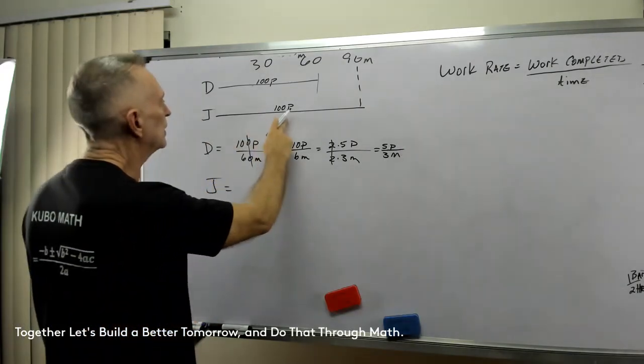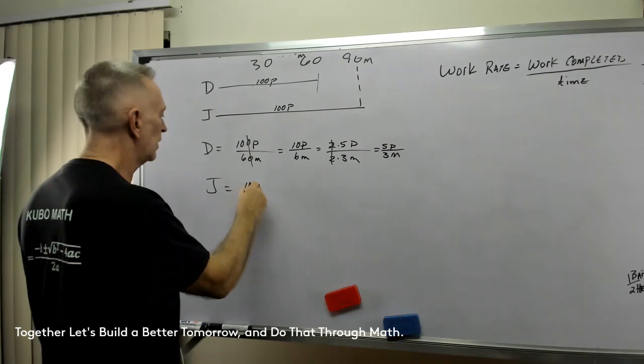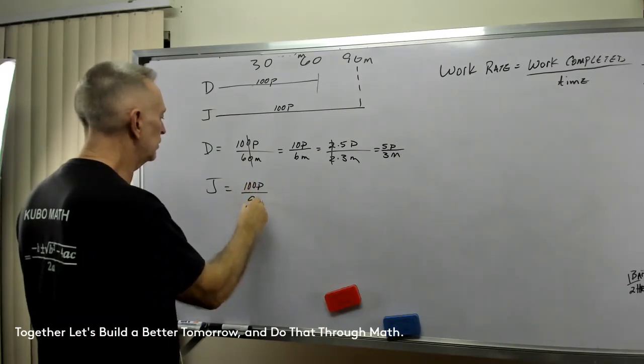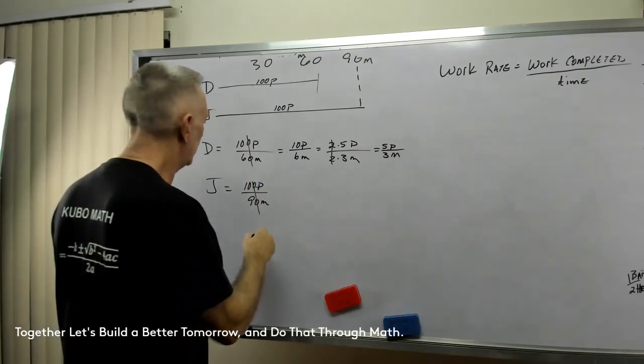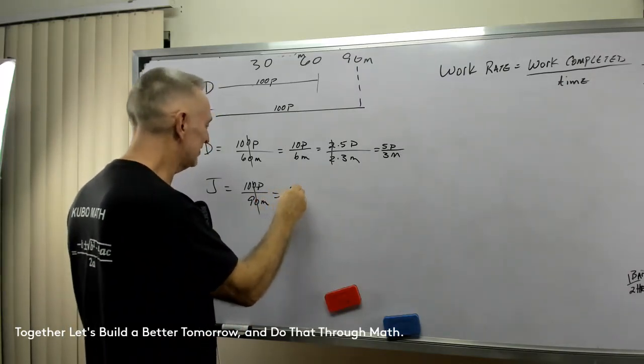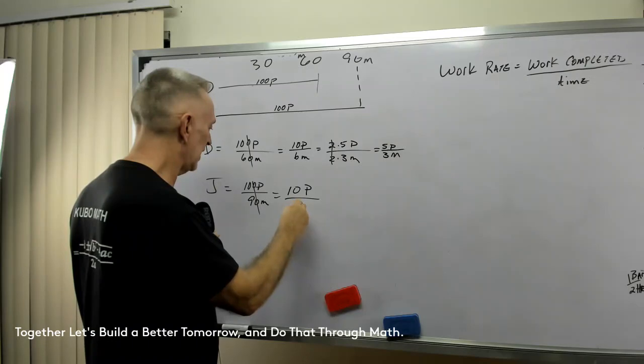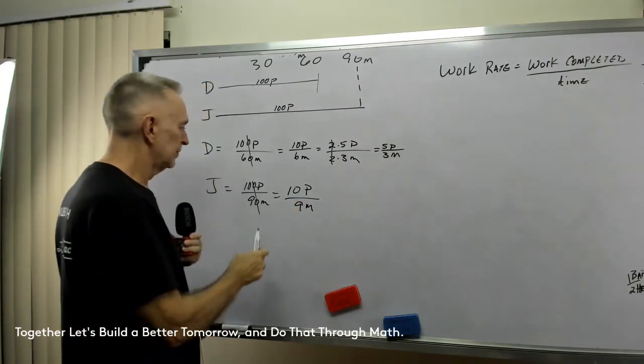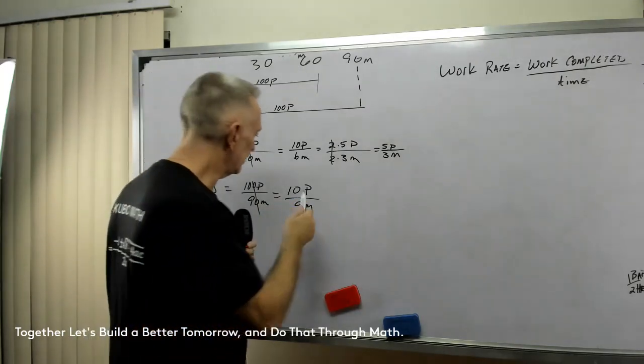John, what was his? 100 papers in 90 minutes. Need to evaluate why he's so slow. So, alright, so 10 papers on 9 minutes. Okay? So that's his rate.